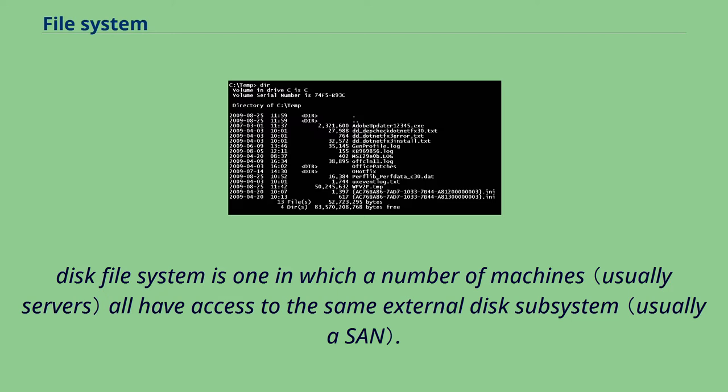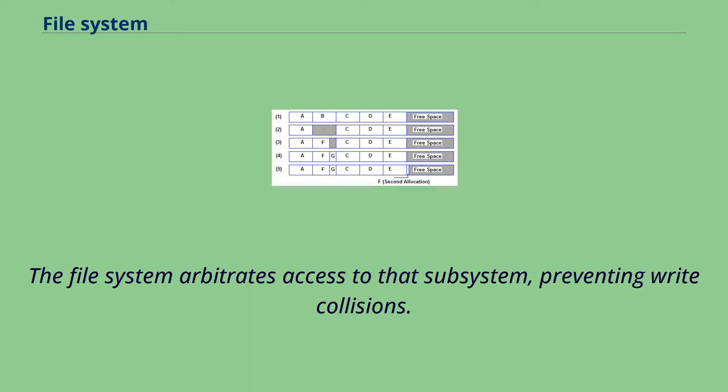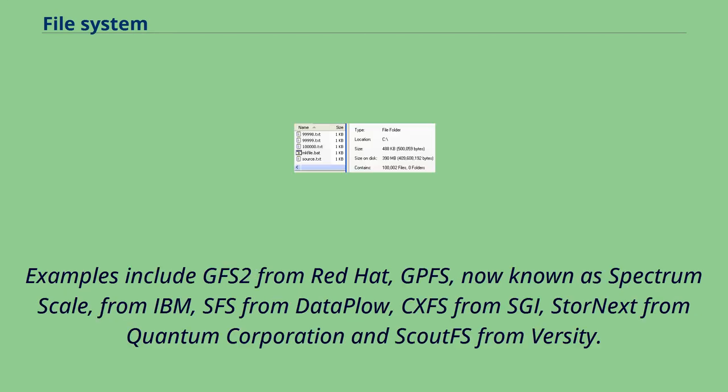A shared disk file system is one in which a number of machines all have access to the same external disk subsystem. The file system arbitrates access to that subsystem, preventing write collisions. Examples include GFS2 from Red Hat, GPFS, now known as Spectrum Scale, from IBM, SFS from DataPlow, CXFS from SGI, StorNext from Quantum Corporation, and ScoutFS from Versity.